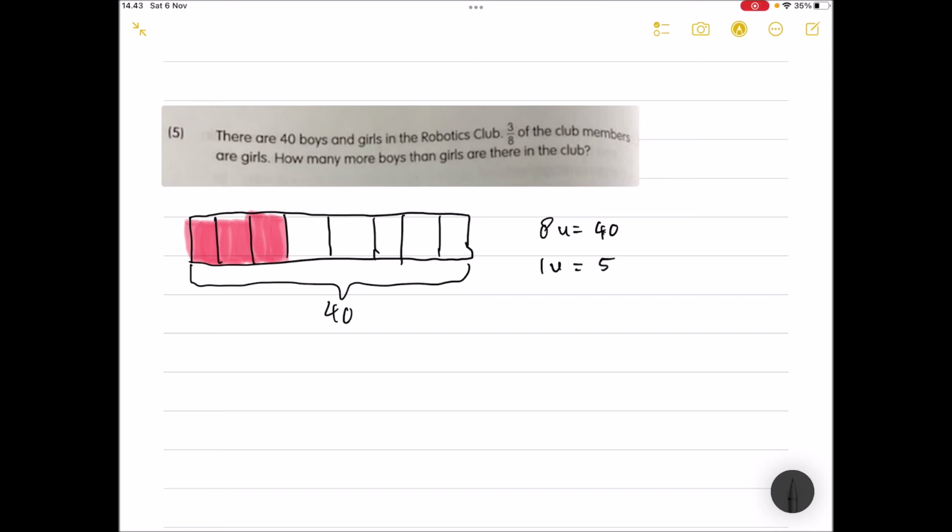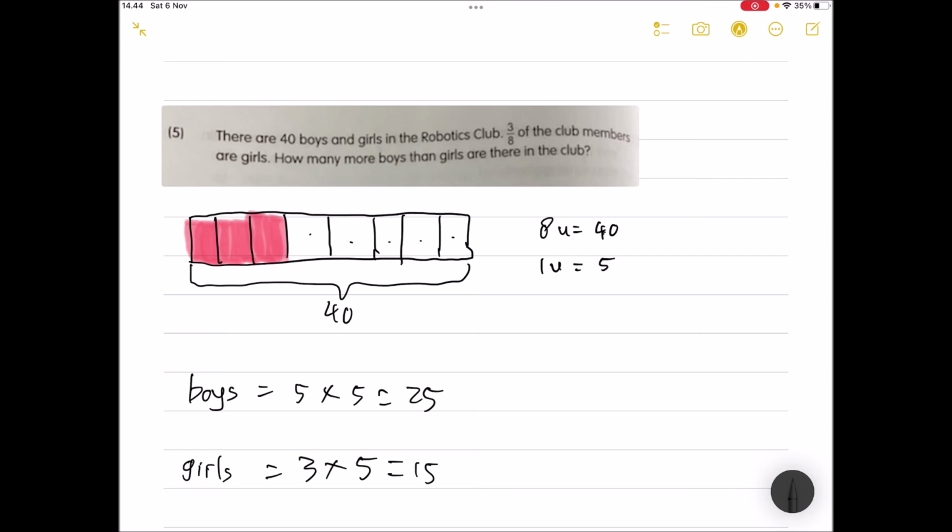Now we just have to find how many boys are there and how many girls are there. 3/8, the red that I colored, is the girls. So we know that it's 3 multiplied by 5 because 1 unit is 5, right? So there are 15. And then boys, the rest, 1, 2, 3, 4, 5. So for boys, there are 5 units. Each unit is 5. So you get 25. We can check: 25 plus 15 is 40 people. So yes, that's true. There are 40 people in the robotic club.